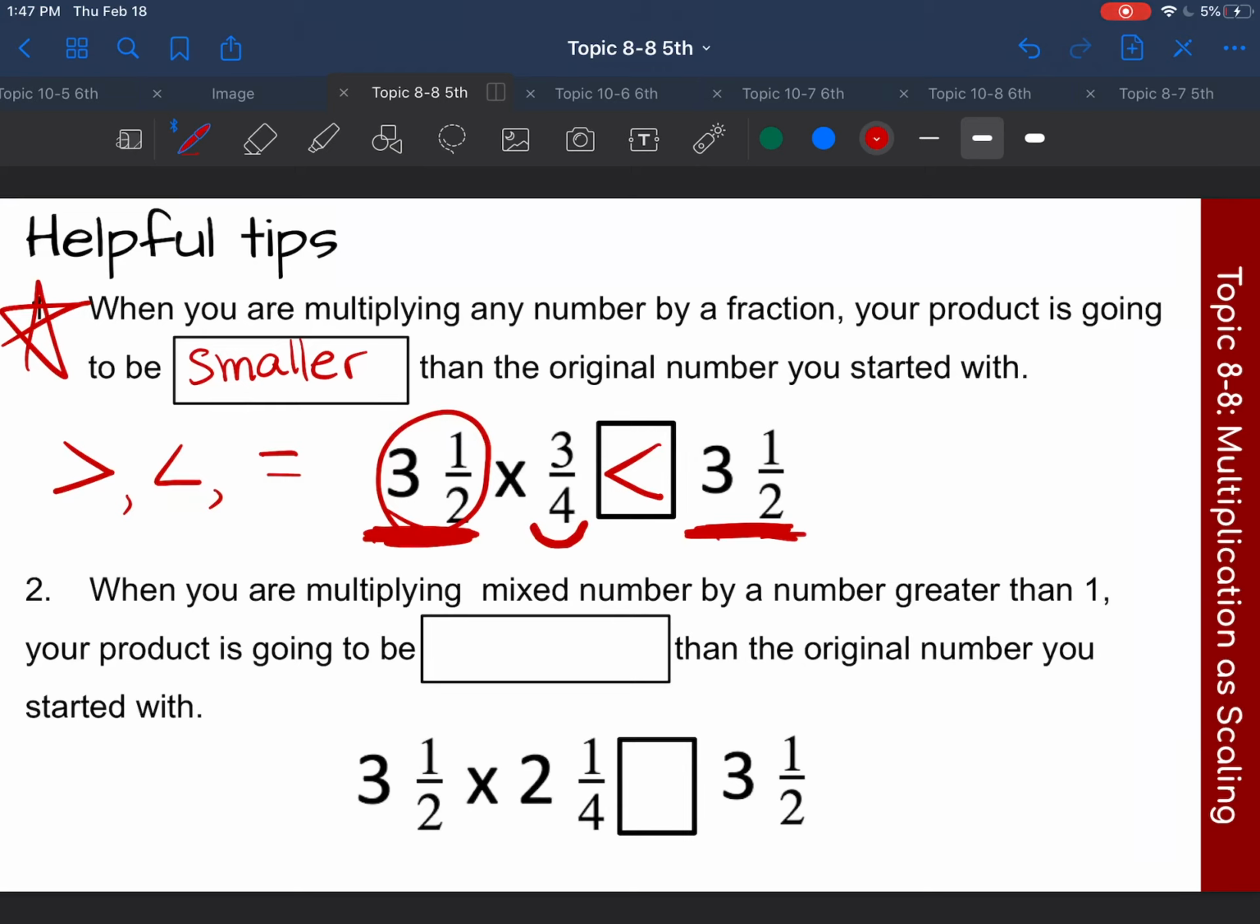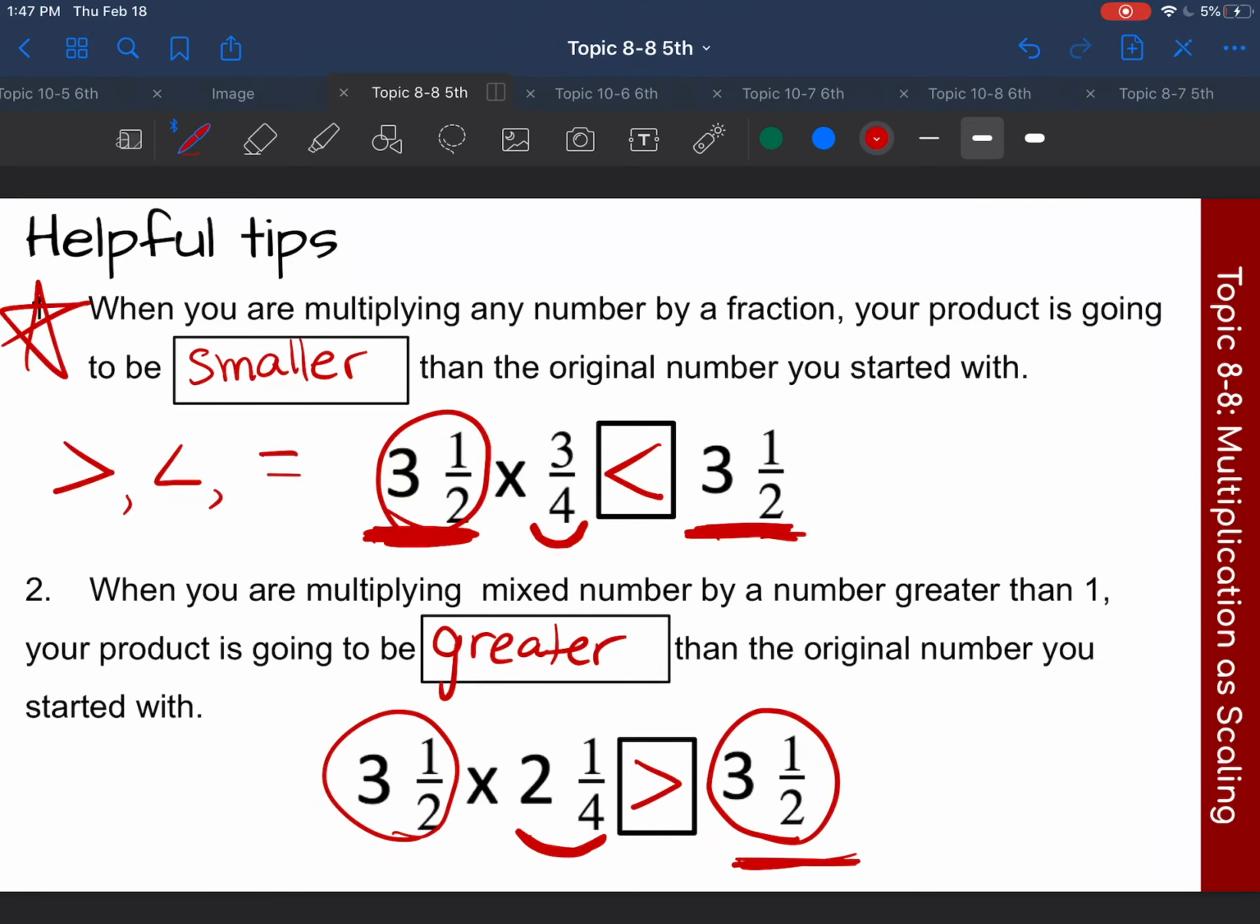Now the next tip says, when you are multiplying a number by a number greater than 1, your product is going to be greater than the original number you started with. So again, both of these problems have 3.5. You're comparing 3.5 times 2 1/4, which is a mixed number, compared to 3.5. In this instance, you're multiplying 3.5 by a number greater than 1. So it's going to be a greater product than just plain old 3.5. So it will be greater than that.